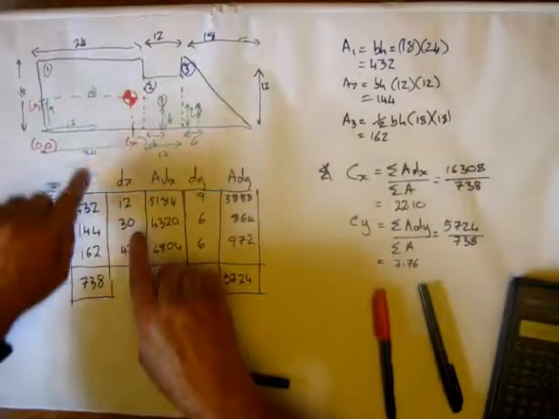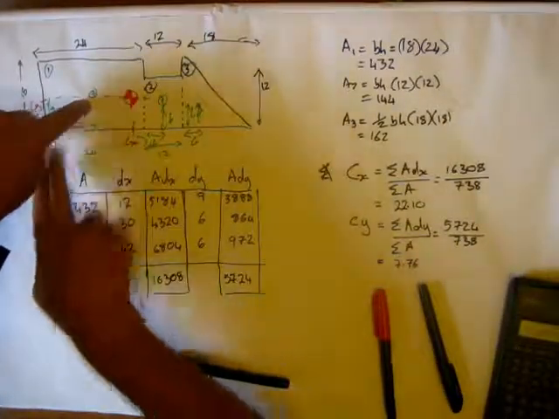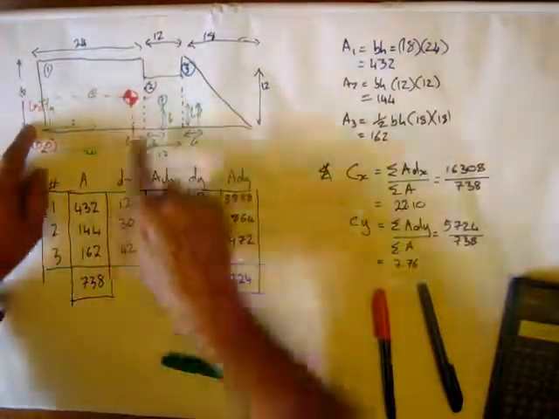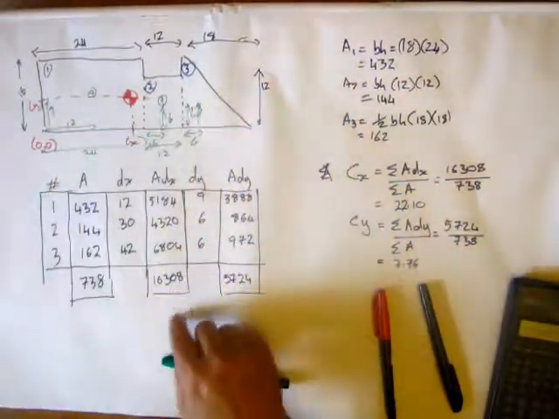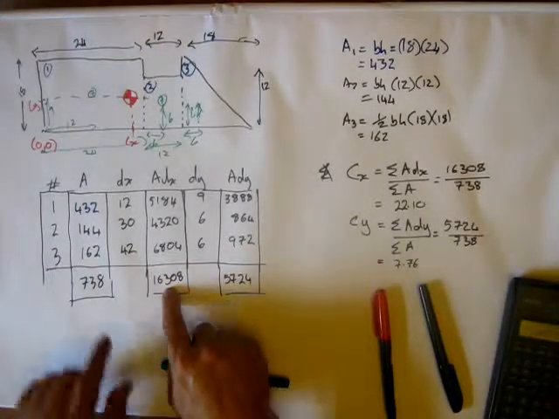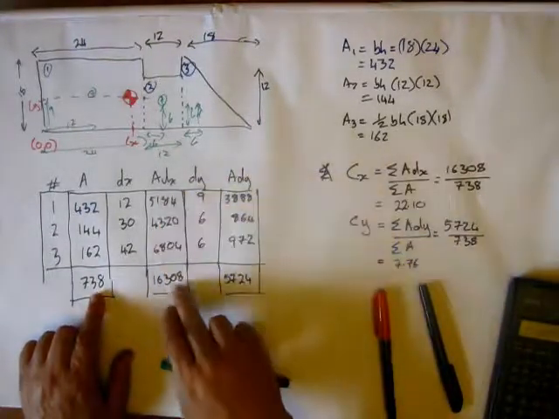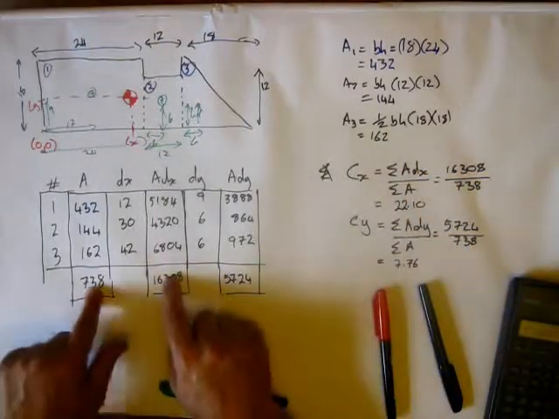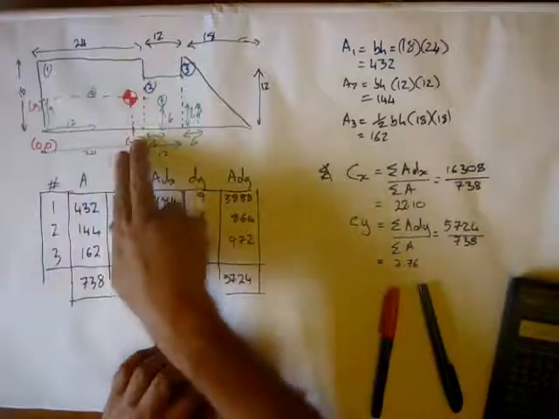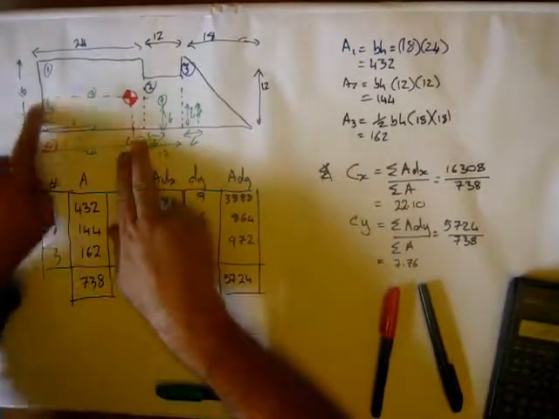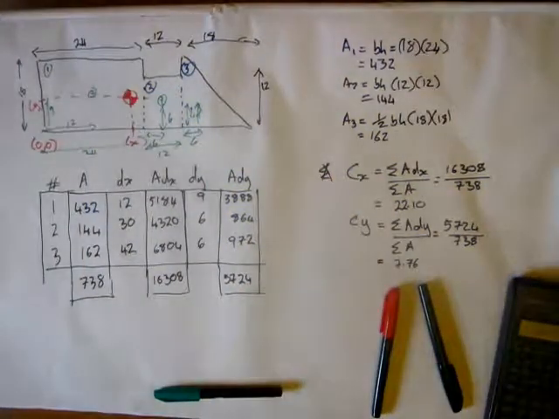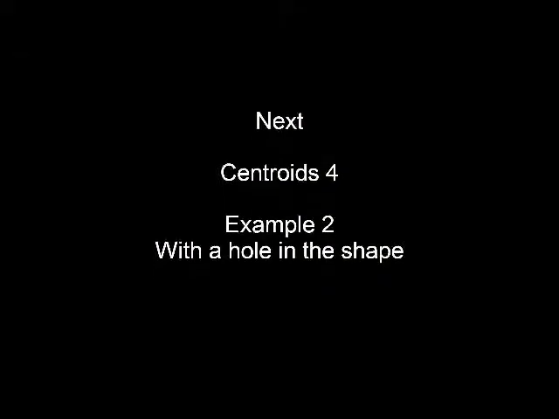So then we multiply the area times the distance. Area times that distance, and area times that distance to get the complete number. Add them all up, divide A dx, so we divide this number by this number, that gives us the x dimension. We repeat in the y dimension, where they meet, that's where the treasure is. Woohoo! Okay, so we'll do a more complicated example next up with a hole in it.